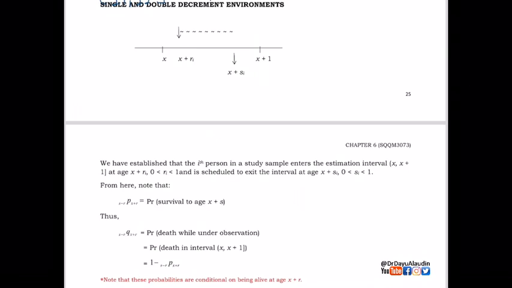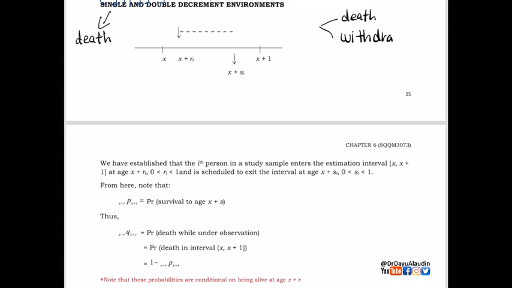So today we will continue the last subtopic in chapter 6, single and double decrement environment. Before this we just covered single decrement, which is our event of interest only about death. So now we have double decrement, which is death and withdrawal. Since this is incomplete data, some subjects leave the observation because of other events than death.